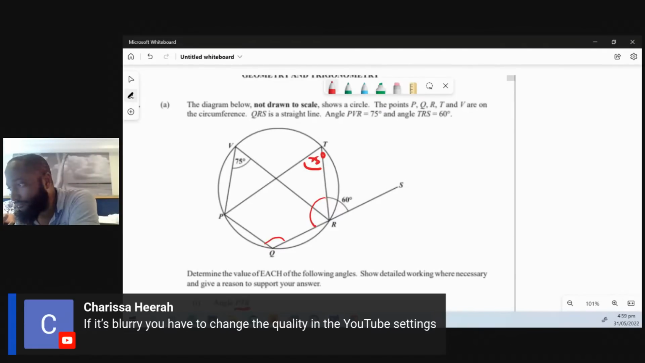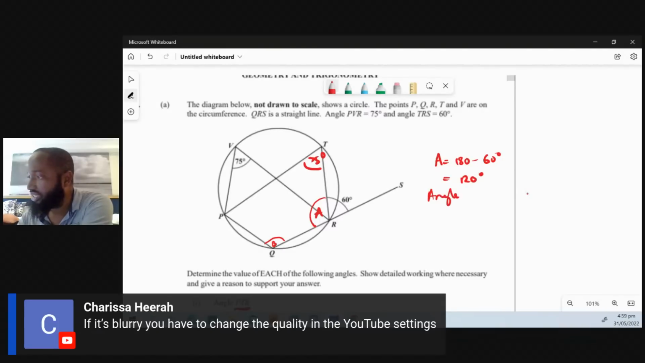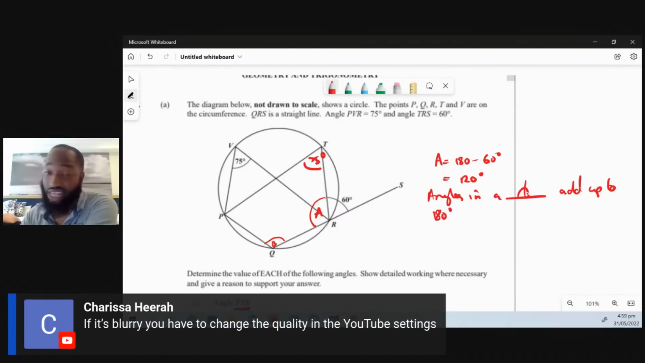So I'll call this one A and I'll call this one B. And A is equal to 180 minus 60 degrees, which is 120 degrees. And the reason is angles in a straight line add up to 180 degrees. It's a long time and right earlier, so the writing ain't gonna look great. So this is 120 here. A is 120.